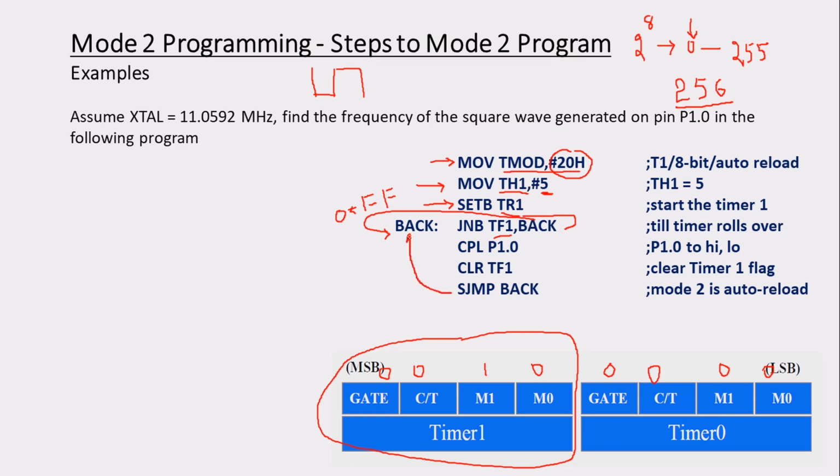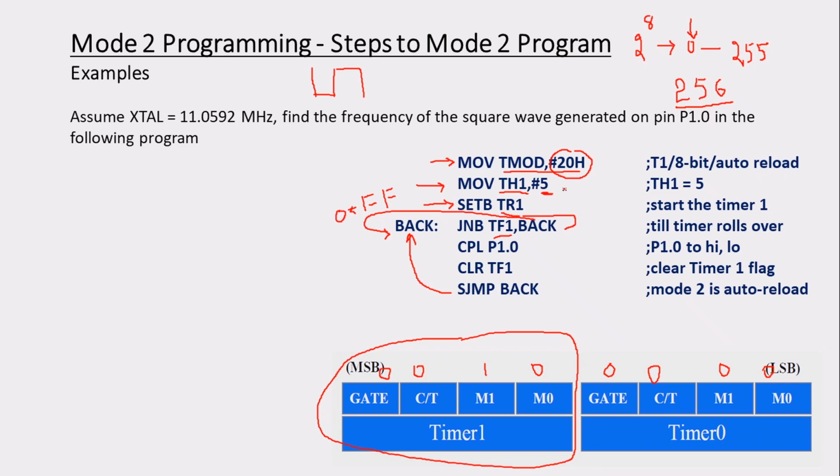To step 4, that is, keep an eye on the TF flag. No need to go back to this particular loading value since it is an auto reload program. Now we have looked into the program, so what actually does this program do? Let us look into what frequency is being generated over here.